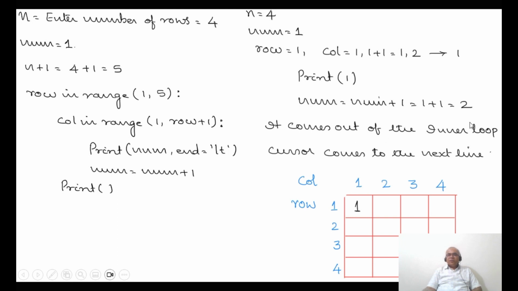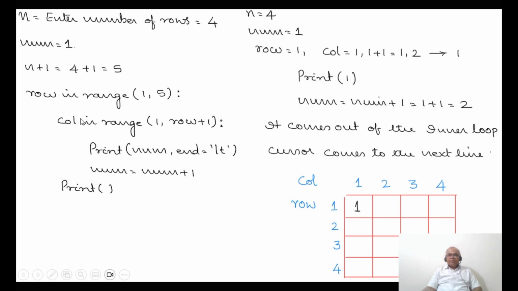It comes out of the inner loop. Why does it come out of the inner loop? And the cursor comes to the next line. This is the reason why num is equal to 1, print 1, end is equal to backslash t. The cursor jumps to the second row.